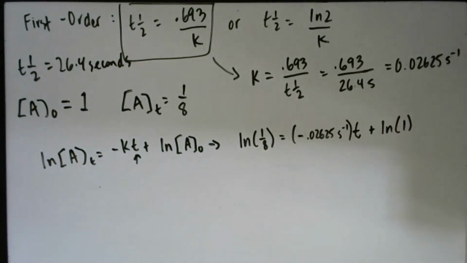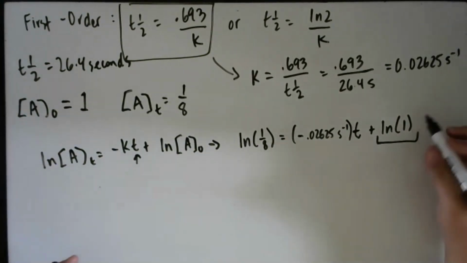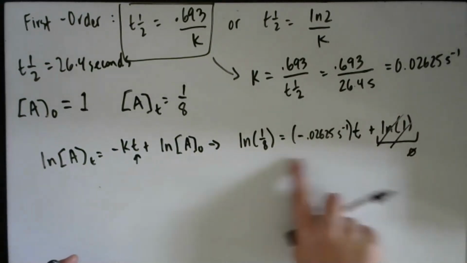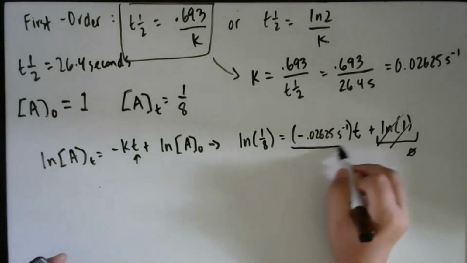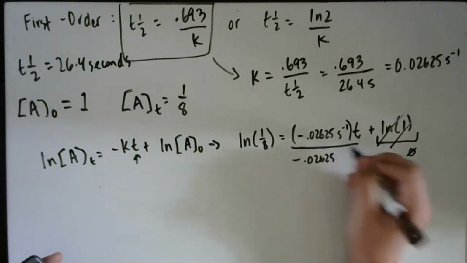Now, it's pretty easy to take care of this section because the ln of 1 is going to be 0. So this will drop out here, and we're going to focus in over here. So we're going to divide both sides by negative 0.02625.